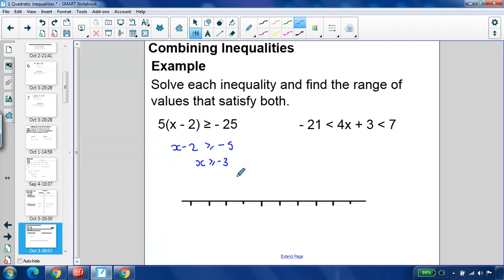X is greater than or equal to minus 3. And over here I'm going to do everything at once, so I'm going to take 3 from both sides. Then I'm going to divide by 4. And this will be the solution for that one. So on the number line then, I will just go up in 2s.